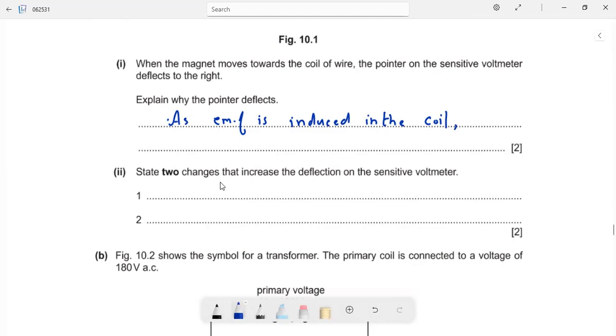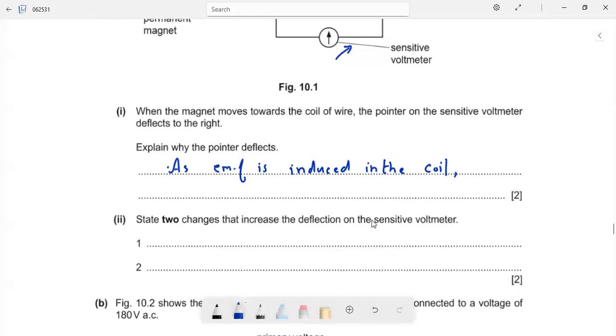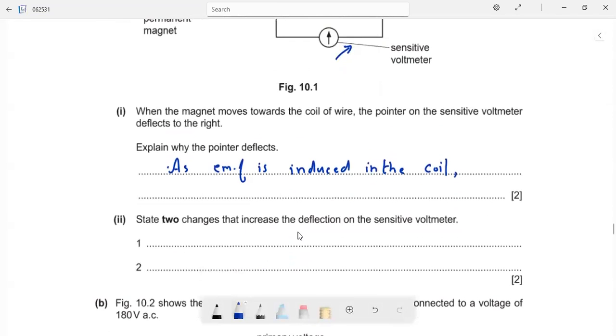State two changes that increase the deflection of the sensitive voltmeter. So if you are increasing the strength of this magnetic field or the rate of change, that means suddenly you are moving this magnet in and out, or we are increasing the number of turns, these all will increase the deflection. That means more EMF will be generated and the sensitive voltmeter will deflect more.